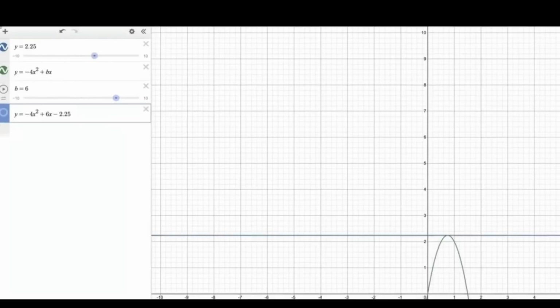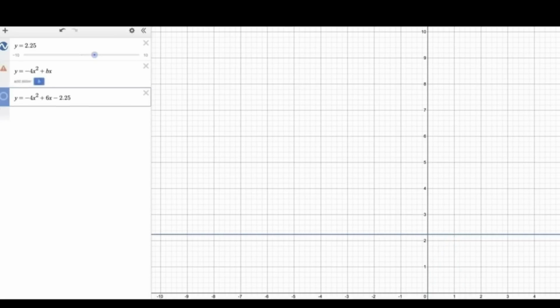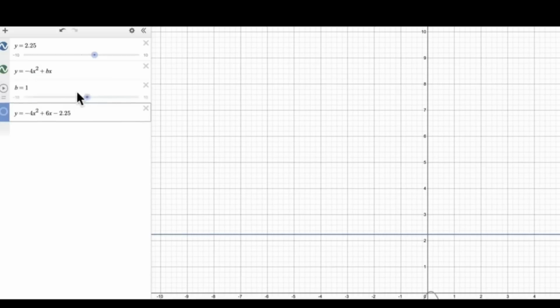So here what you'll see is that I've plotted y equals 2.25, right? Because it's a system, I'm setting both of the equations onto the graph, and then y equals negative 4x squared plus bx. But what Desmos does is it reads b as a constant. So here I'll remove this, and when you add plus bx, it'll say add slider. Now you want to click that add slider, and guess what? Now you can just move this and adjust the value without having to plot and guess and check a bunch of times.